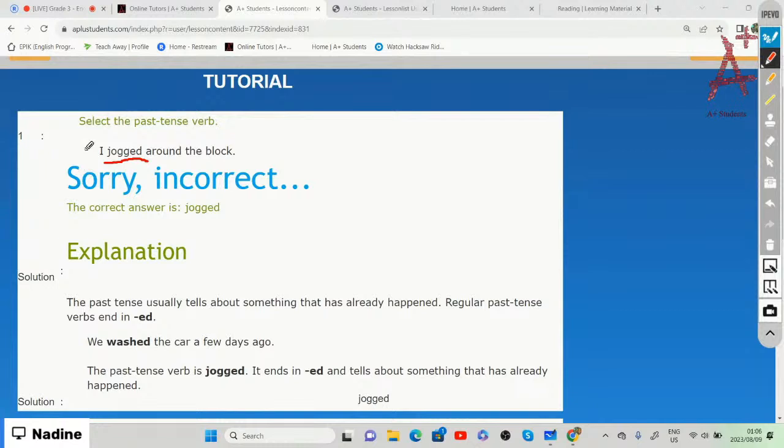I jogged around the block. It could have been earlier on, could have been yesterday, could have been the day before, could have been last week, last month, and so forth, right? But I jogged around the block. So jogged is our past simple verb.